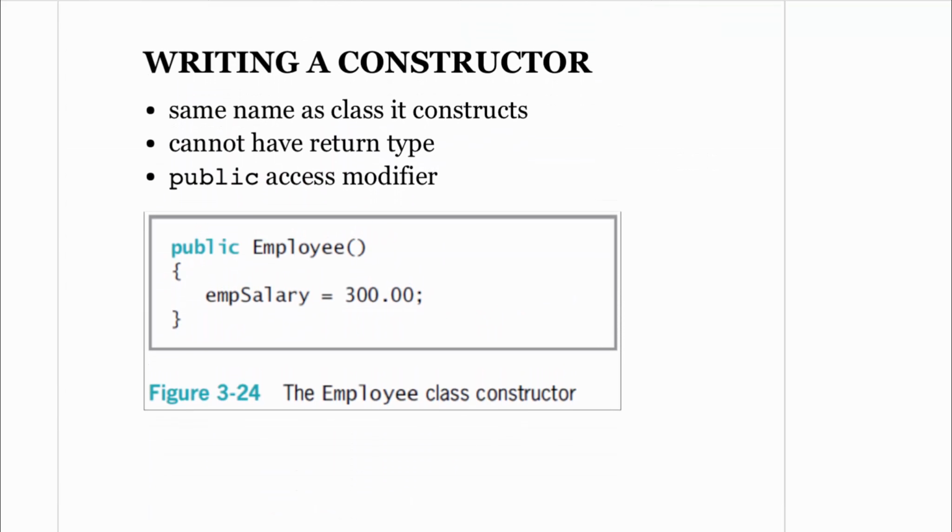This is just an example of what a constructor method looks like. You have the word public here, and then the name of the method, which is always going to be the name of the class. So if we're declaring something in the employee class, the name of the constructor method is always going to be employee. So, it's going to have the same name as the class it constructs. It cannot have a return type, and it's always going to be a public access modifier. So that's just certain things to keep in mind about constructor methods. We'll go more in depth into what constructor methods are and what they do in Chapter 4, but this is just an introduction into what they are exactly.